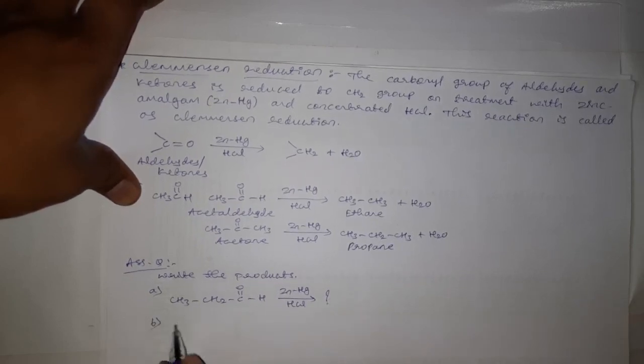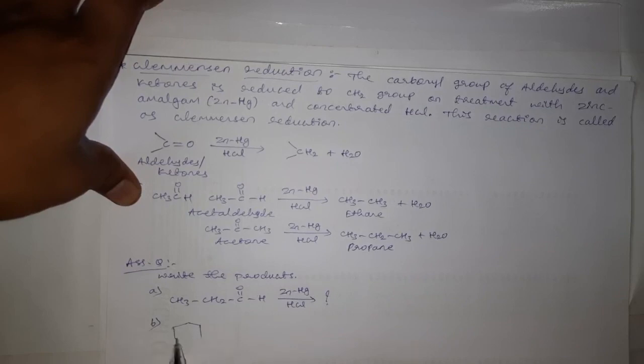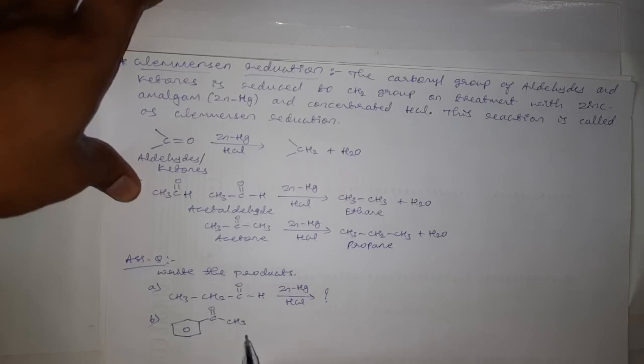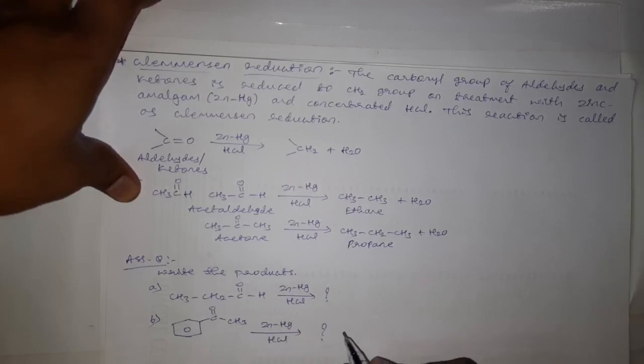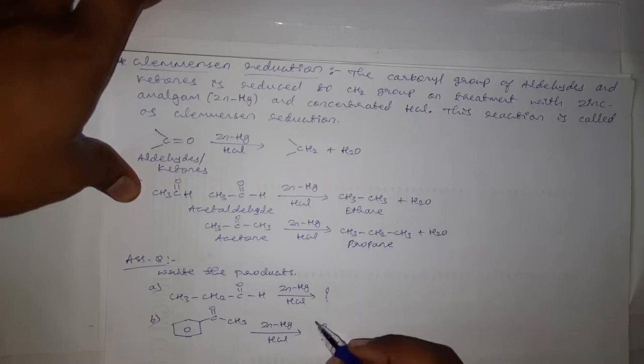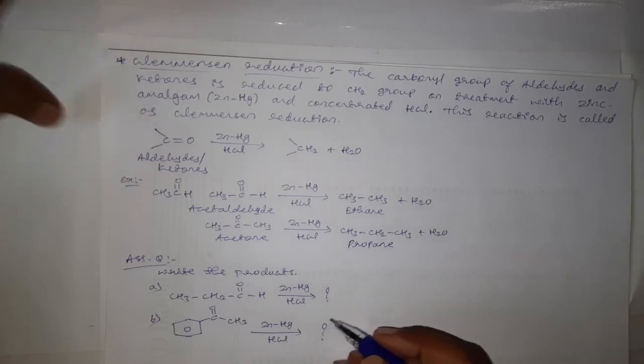And for B, for an aromatic ketone, acetophenone: when acetophenone is treated with zinc amalgam in presence of concentrated hydrochloric acid, what product will we get? These two are the assignment questions, solve these two. Thank you.